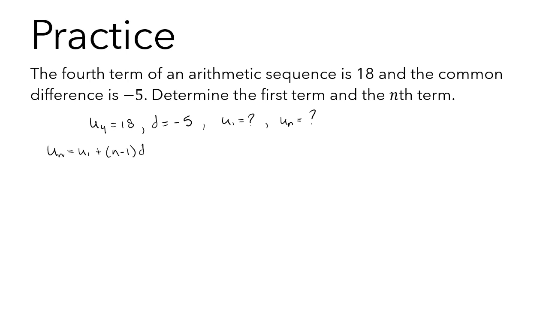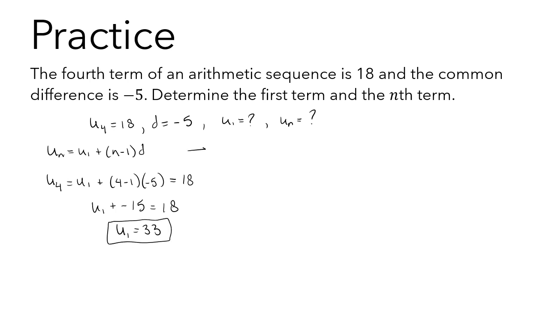So I know u4 equals 18, so I can plug in some things here. u4 is going to equal u1, which I don't know, plus n, I do know this is the fourth term, minus 1 times d, which is -5. Now, this is actually going to equal 18 because I know u4 equals 18. So this becomes u1 plus 4 minus 1 is 3, 3 times -5 is -15. And then I just need to add 15 on both sides. I get u1 equals 33. So that's the first term.